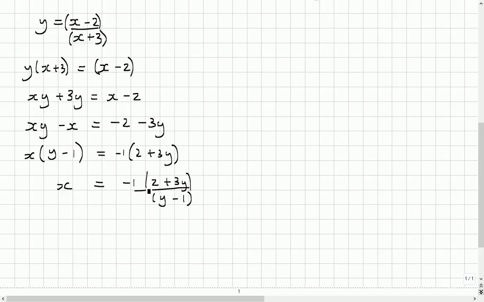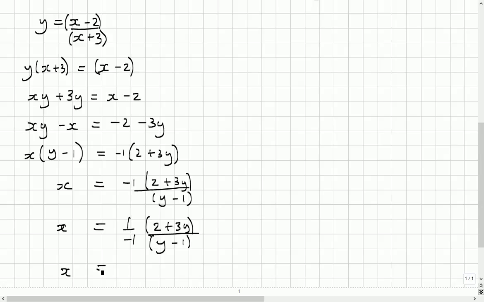If we imagine dividing minus 1 into the bottom here, so let's just do it like this. There's nothing to say you couldn't have this as the same thing as minus 1. 1 over minus 1 is the same thing as minus 1. Then we can write it like that. 2 plus 3y over y minus 1 there.